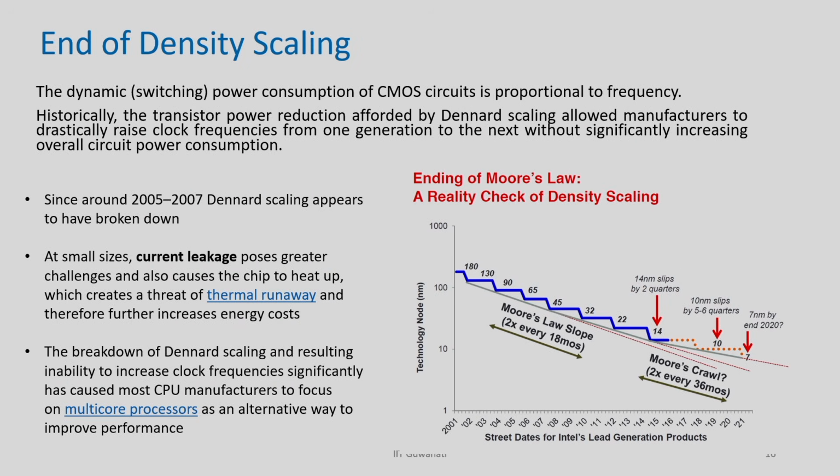If you see this particular diagram, around 2002 we had 180 nanometer transistors, and now we have 14 nanometer, 10 nanometer, and we can go down to 7 nanometer. That means your transistor is getting smaller and smaller. This 10 nanometer is the distance between the source and drain, right.